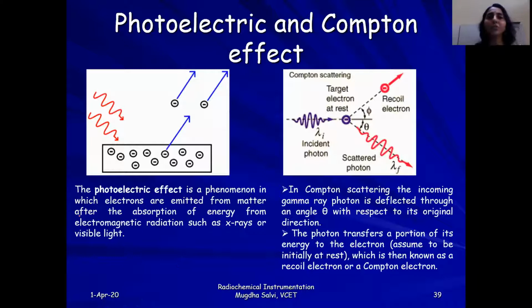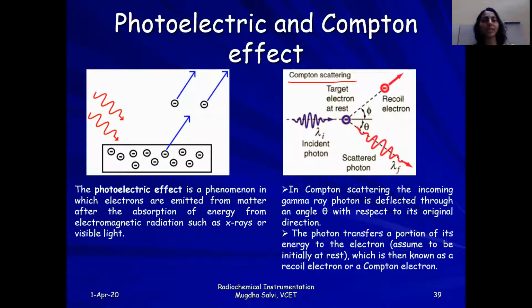The first one, photoelectric effect. We are all aware of this effect. Whatever radiations are impinged on that particular matter, it will absorb the energy and eject an electron. So the photoelectric effect is a phenomenon in which electrons are emitted from matter after the absorption of energy from electromagnetic radiation such as X-rays or visible light. This mostly occurs for gamma rays. Then we have the Compton scattering.